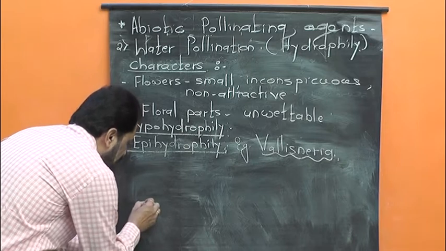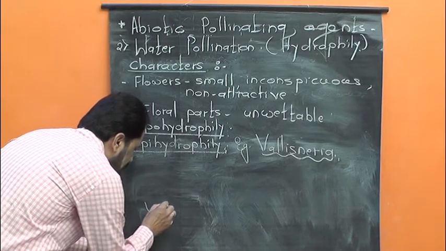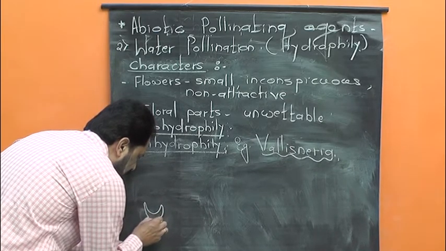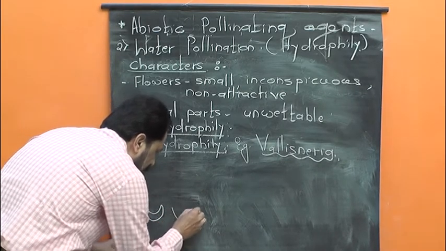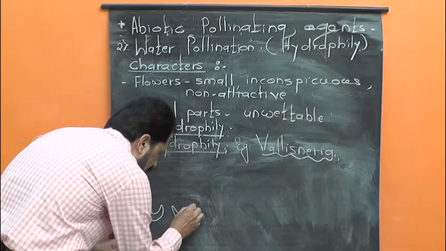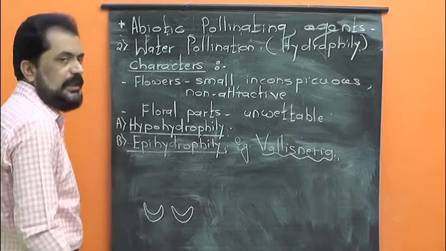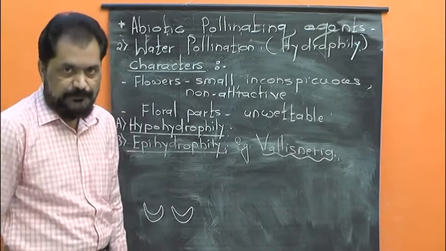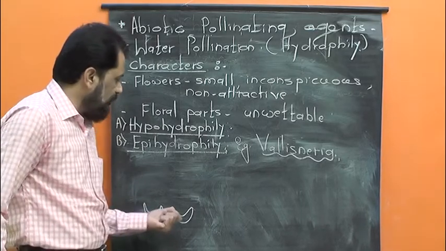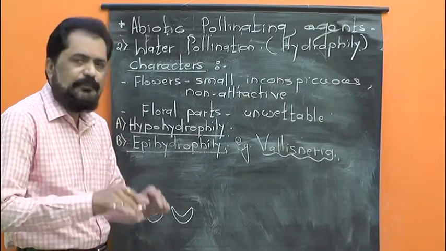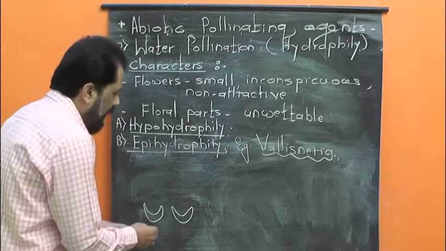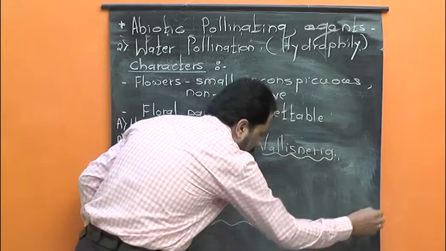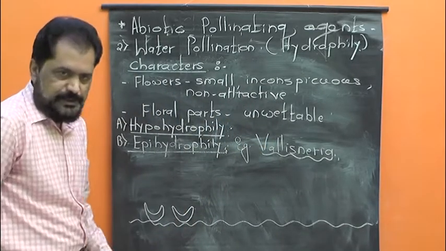At maturity the male flowers are detached, get separated from the parent plant. Suppose these are the male flowers. Mostly these male flowers appear slightly boat shaped, and therefore these male flowers, when detached from the parent plant, come to the water surface and float along the water surface.